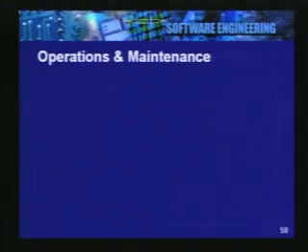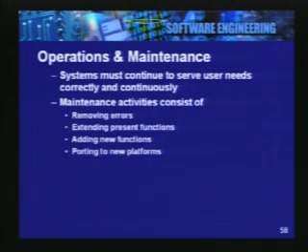So this then is the next phase, which is the operations and maintenance phase. In this phase, we ensure that the system will continue to meet the user needs. And in order to do this, we may have to take up maintenance activities. The maintenance activities consist of removing any errors that the users may find in the software, or extending the present features in the software for new requirements that the user may have. So we might make some extensions, or we may even add entirely new features.